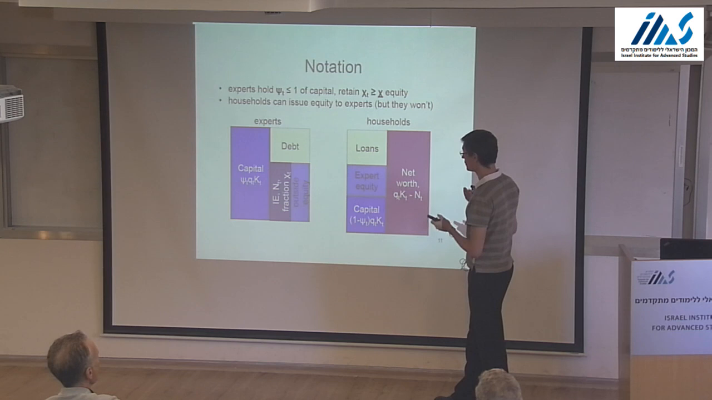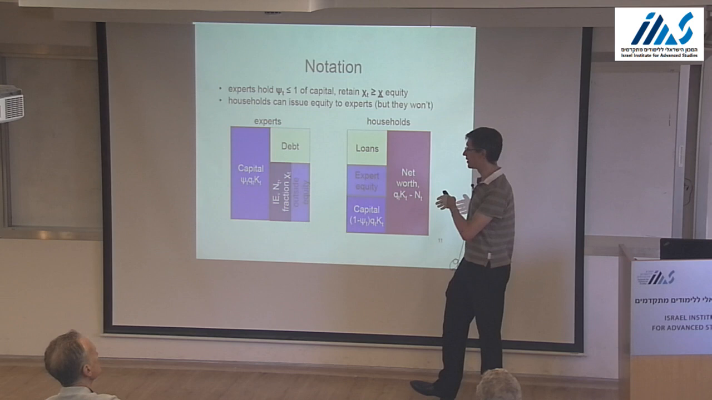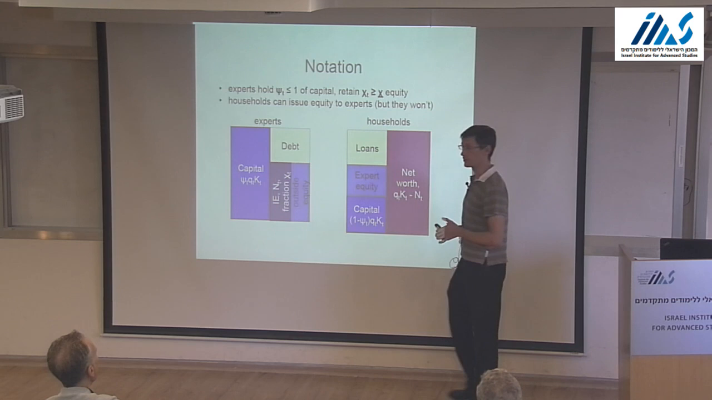Something that's not in the picture is that households could also issue equity to experts against their capital. But I didn't include it in the picture because the experts' risk premium is higher than that of households, so you know right away that that's not going to happen. But you could include it.